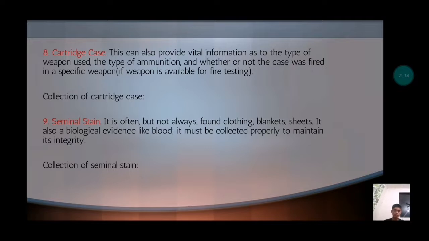Number 9 is seminal stain. It is often but not always found on clothing, blankets, and sheets. It is also biological evidence like blood. It must be collected properly to maintain its integrity. In collecting seminal stains, allow any stains to air dry, wrap in paper, and package evidence in paper bags. Do not use plastic bags. For sex offense cases, the victim should always be examined by a physician.